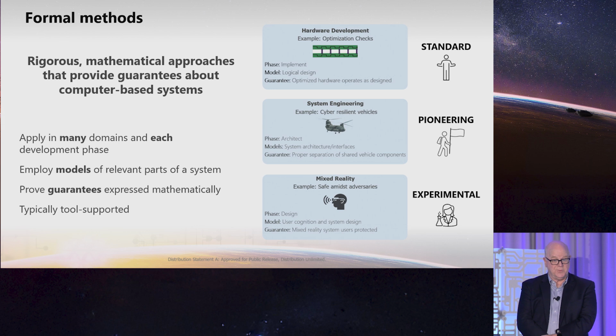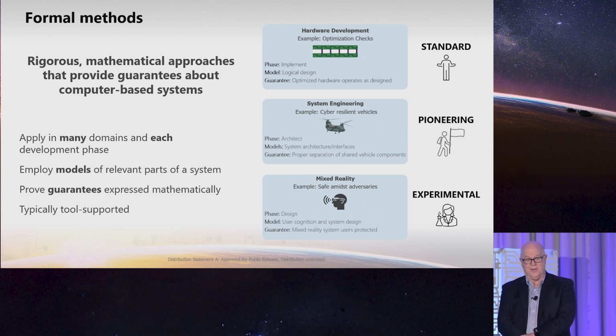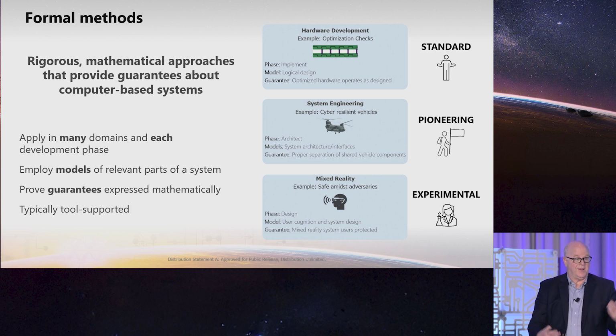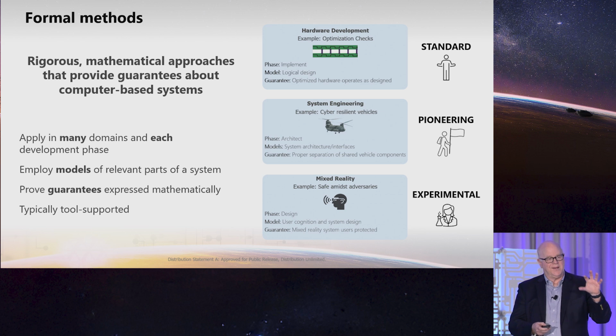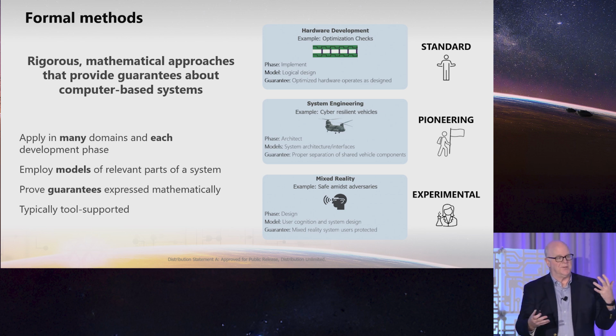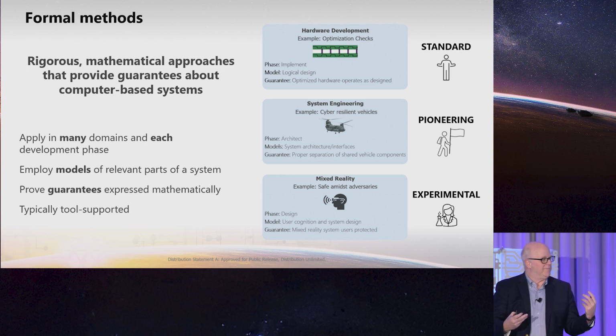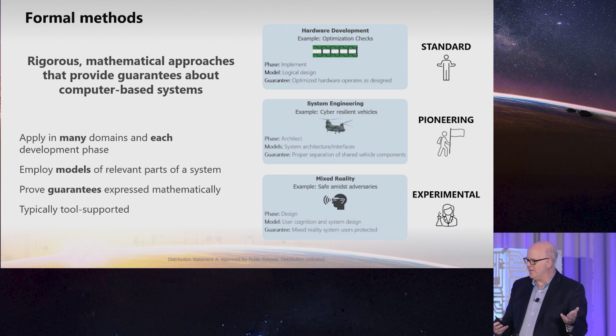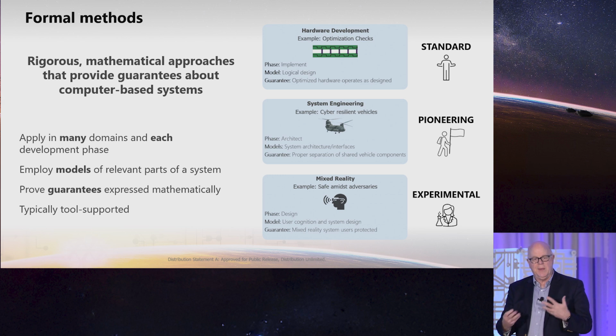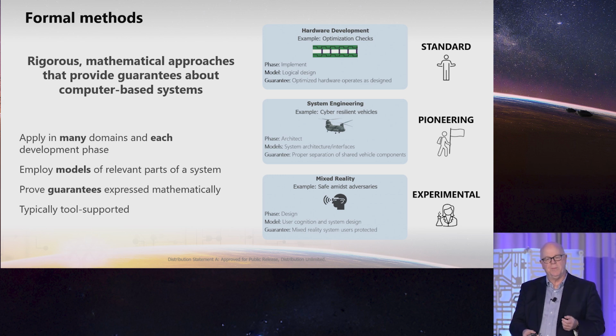Another example, and this is one you'll hear more about, and you've already heard some about, is system engineering, where vehicles are engineered and architected in a way that allows us to make sure that the important things are protected on the vehicle. And then finally, a third example is applying formal methods to mixed reality systems, to augmented reality systems, where we're modeling people and systems and making sure that people are protected against potential adversaries.